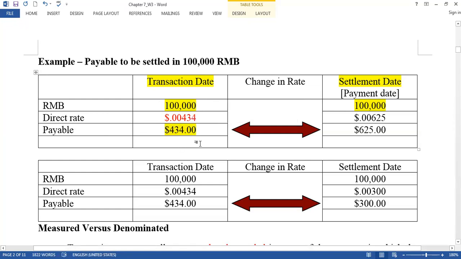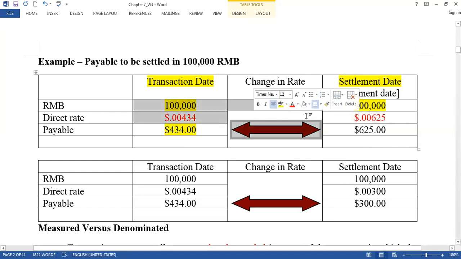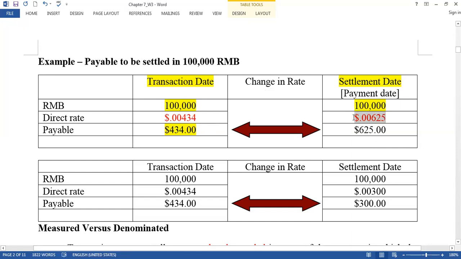According to the transaction. But then the payment date came. The payment date is another date, maybe 2 months or 3 months later. When the payment date came, we find that the rate is changing. Is this rate favorable or unfavorable? What do you think? Compared to this rate, it is unfavorable, right? Because the rate became higher. So this is your new liability. That means you have to pay more dollars. So this is an unfavorable rate.